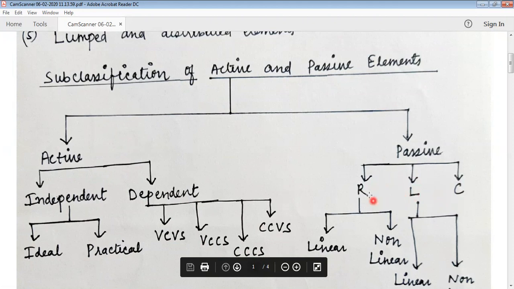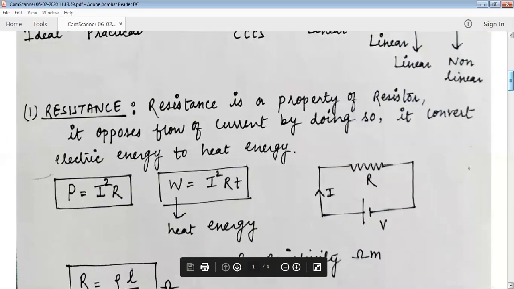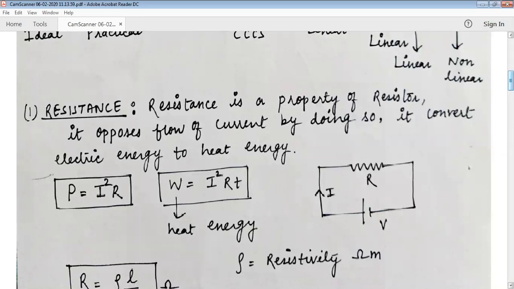Resistance is again classified as linear resistance and non-linear resistor. Inductor also as linear inductor and non-linear inductor. Similarly, capacitance also as linear capacitance and non-linear capacitance. So this was your classification of electrical elements and the classification of active and passive elements.